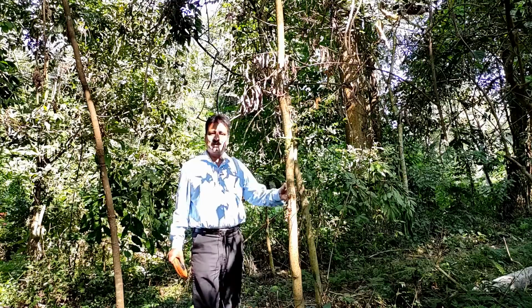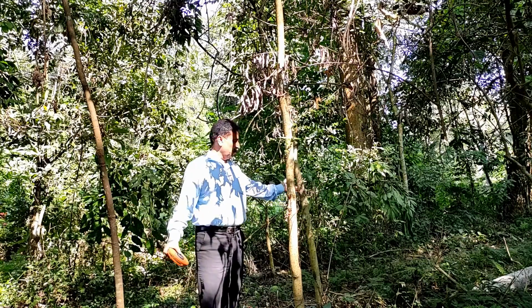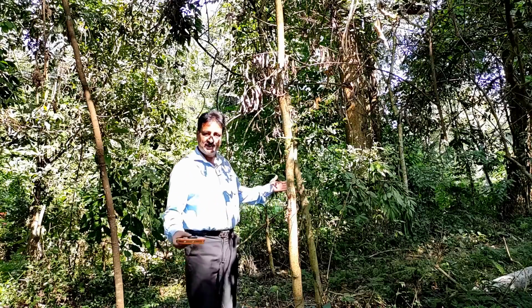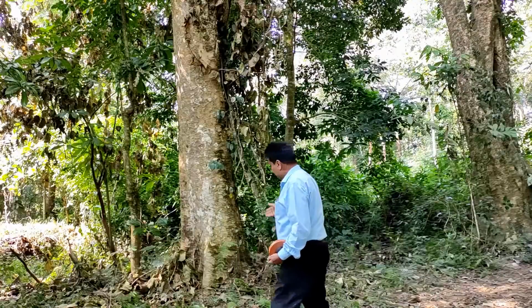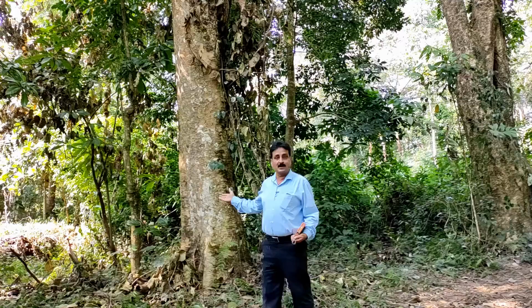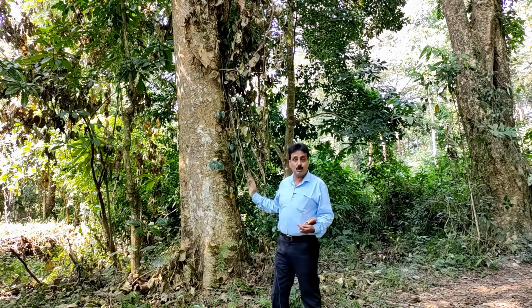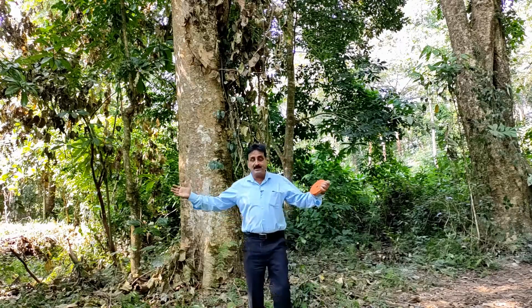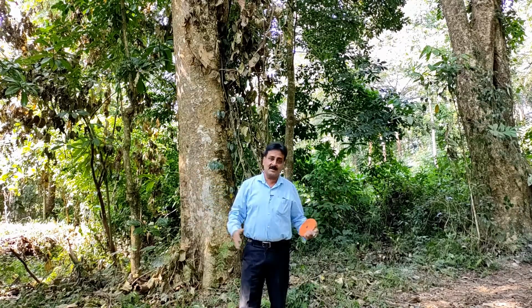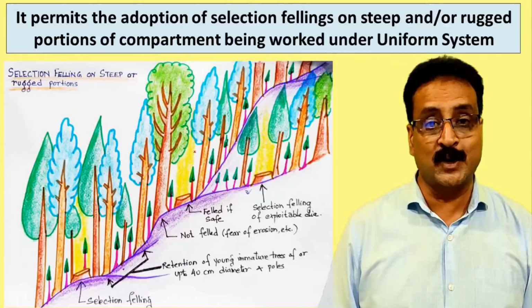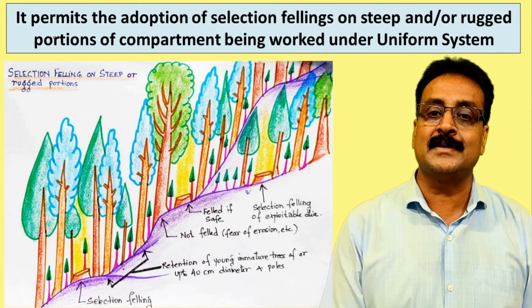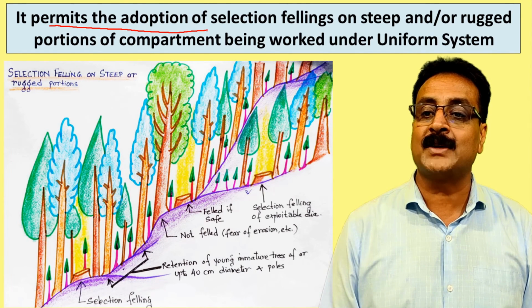forest. As we can see here, there is a large quantity of advanced growth present. There are saplings, seedlings and poles, and even the trees up to 40 centimeter DBH or 126 centimeter GBH are retained as a future crop. So this makes the stand very irregular. This is one case. The other case is that it also permits the adoption of selection system.